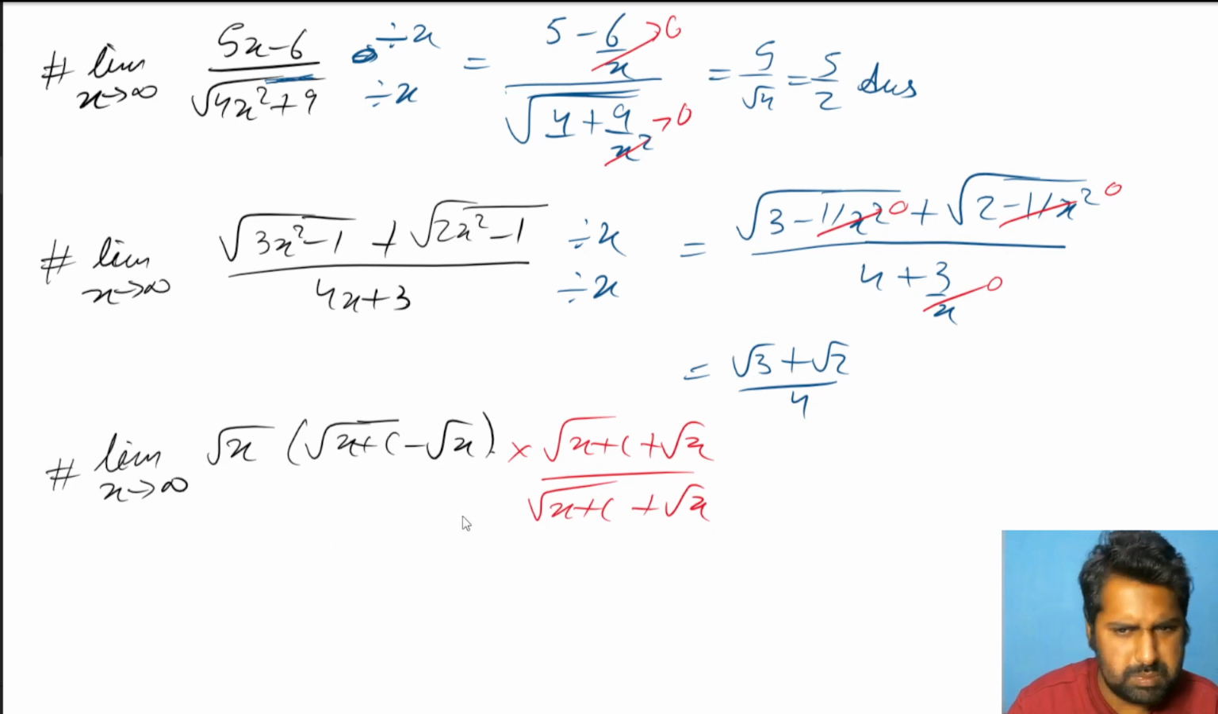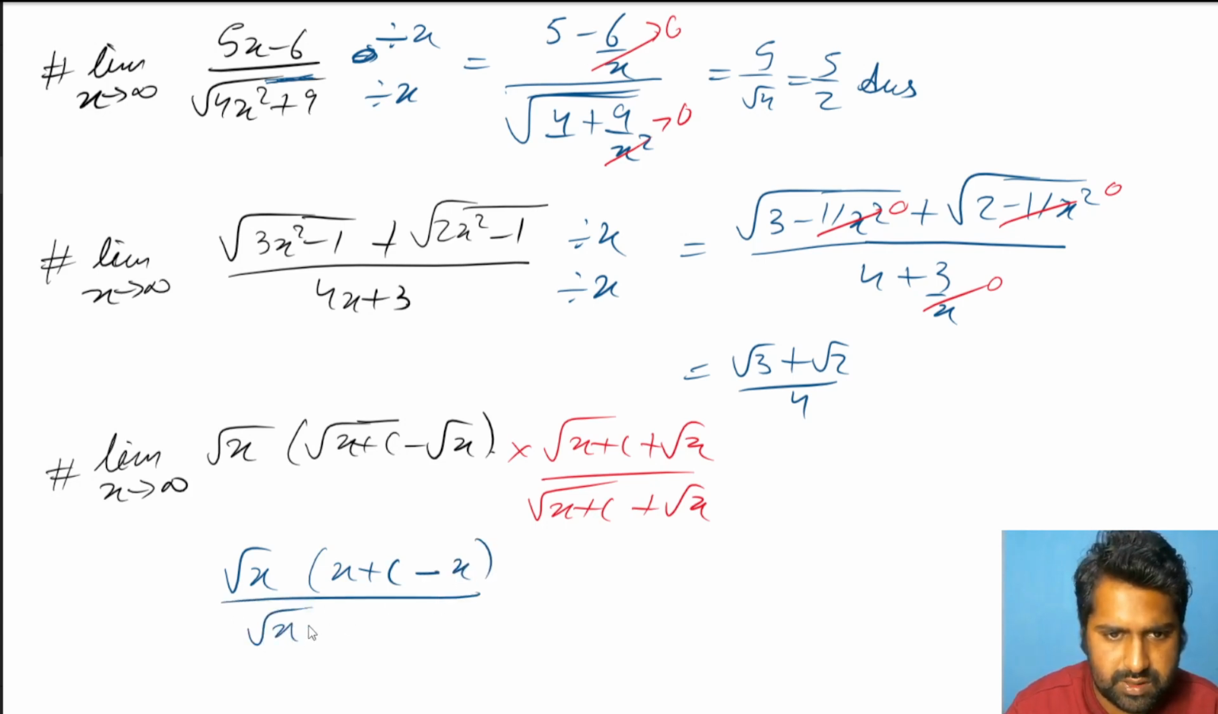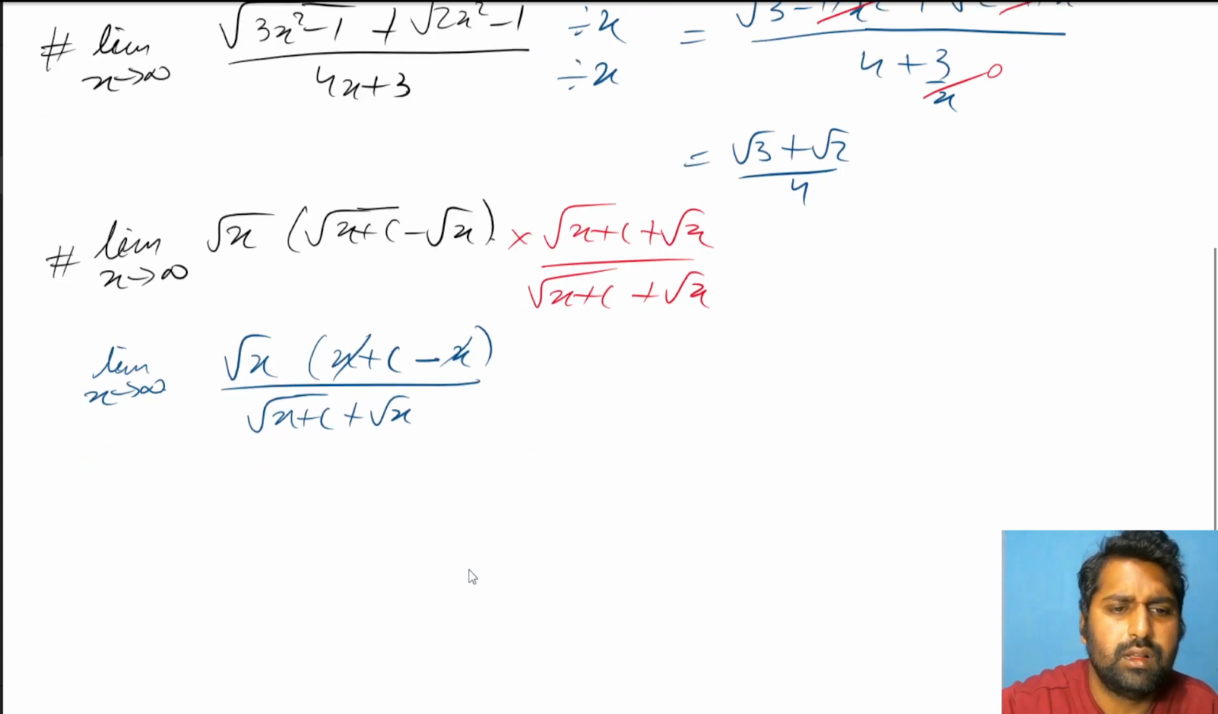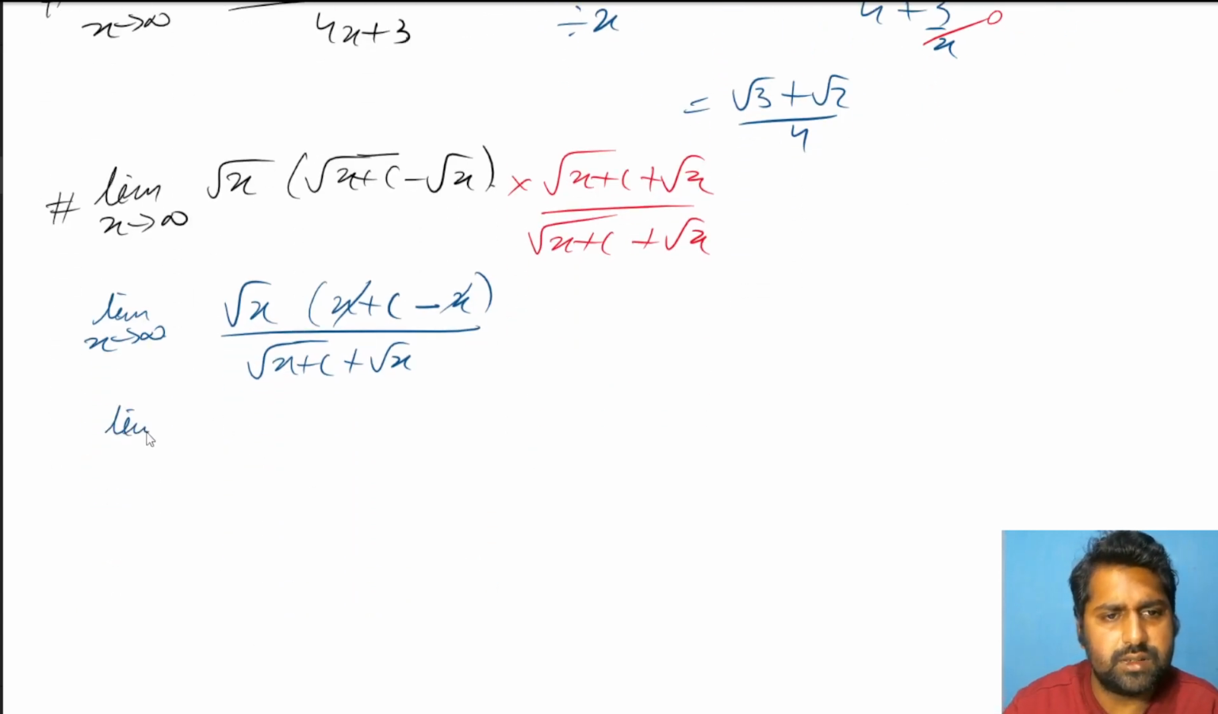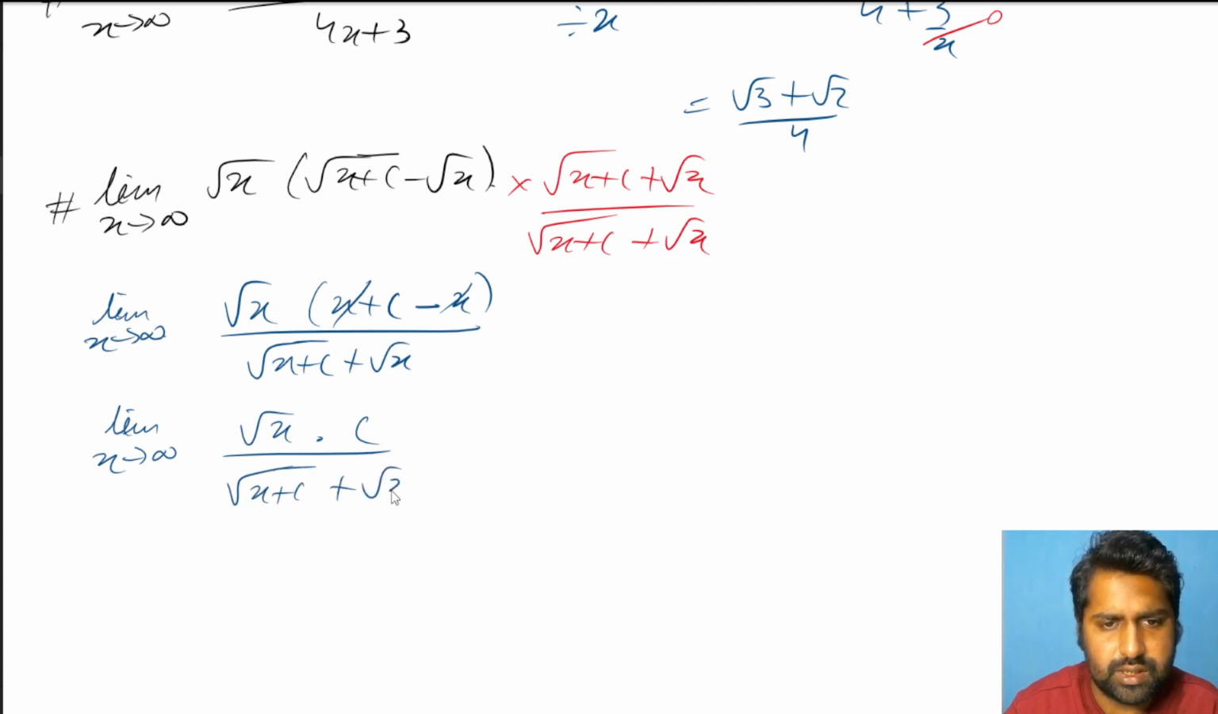So the numerator becomes x plus c minus x, and the denominator is x plus c plus root x, and the limit is x tends to infinity. The x cancels, so this becomes limit x tends to infinity, root x times c, over root x plus c plus root x. Again, same idea.